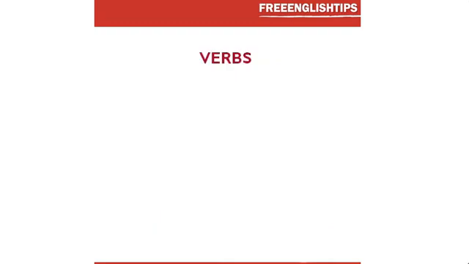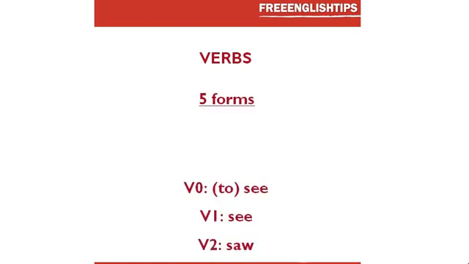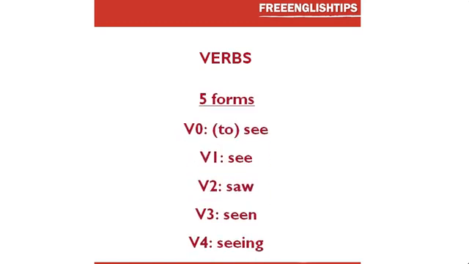You'll also need to know about verbs, and for simplicity, English has 5 verb forms. Now, those are verb 0, which is the infinitive, to see or see. Verb 1, which is the present form, which is I see, you see, he sees. Verb 2 is the past form, which is I saw, you saw, he saw. Verb 3 is also called the past participle.